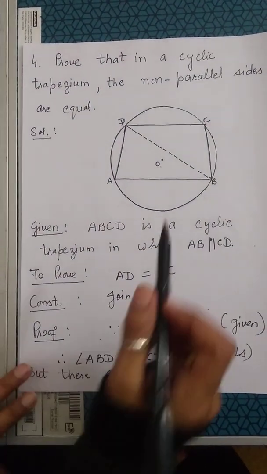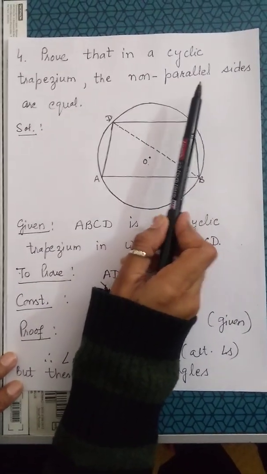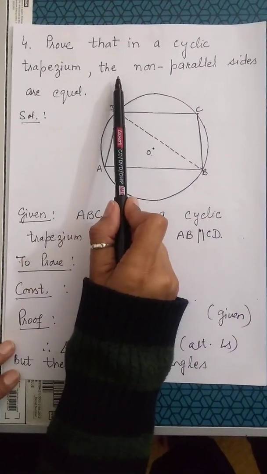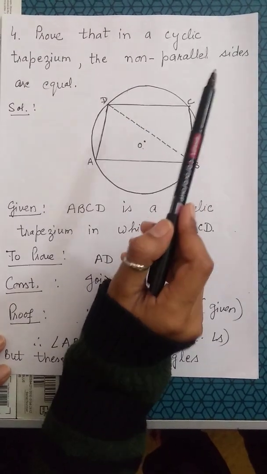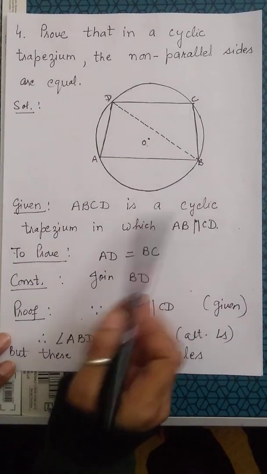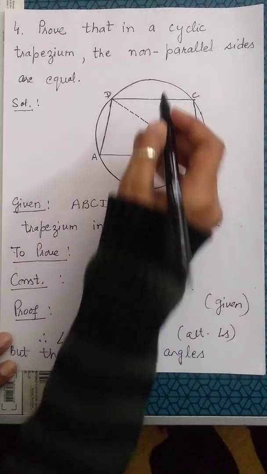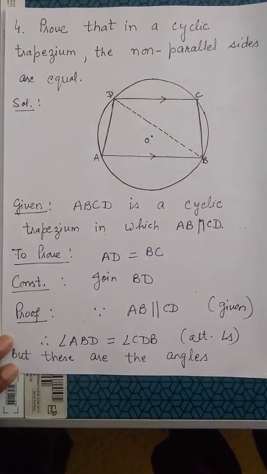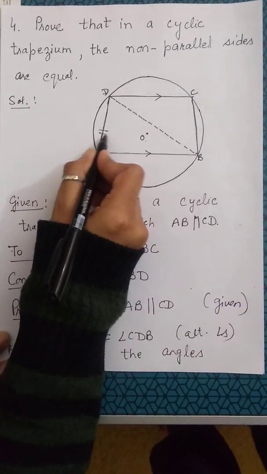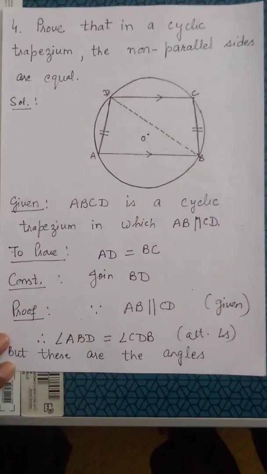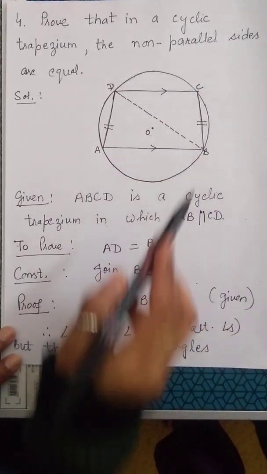Question number 4. We need to prove that in a cyclic trapezium, the non-parallel sides are equal. Given ABCD is a cyclic trapezium in which AB is parallel to CD. This is given to us. I need to prove AD is equal to BC. For this I will join BD here.